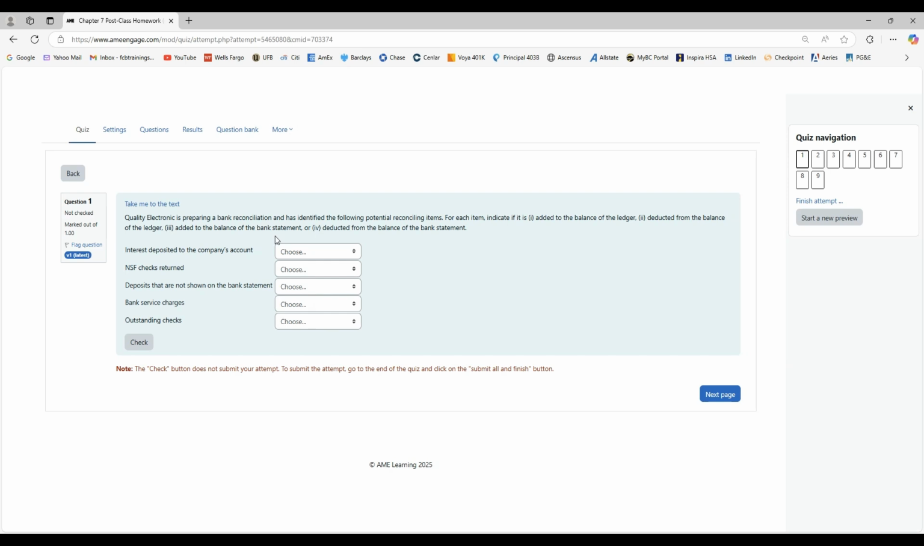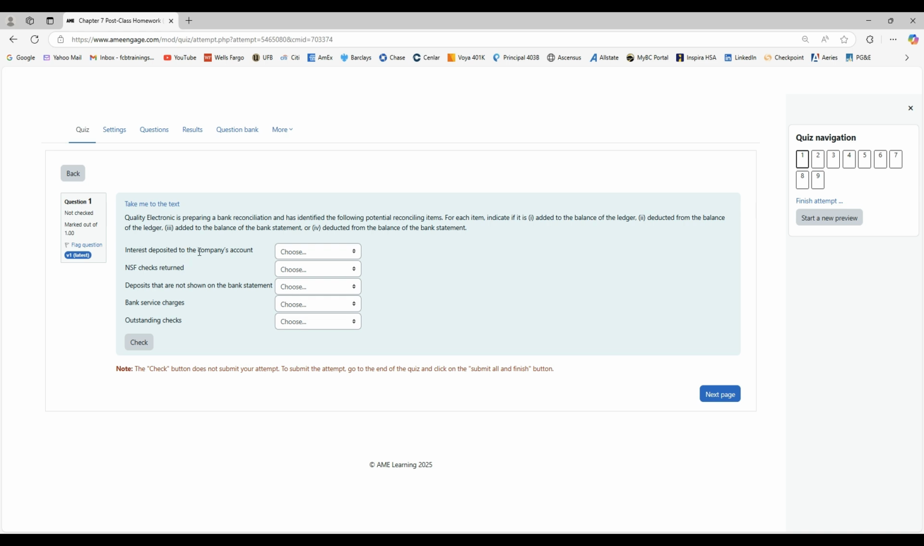Okay, so we have 9 questions to look at here in Chapter 7, and we're going to look at different bank reconciliation problems, etc. Here we've got a listing of different types of reconciling items that you might see, and we need to figure out whether each is going to be an addition or a deduction. We're going to add it or deduct it from the bank or the book side. So kind of two steps: first, is it bank or book? And then is it add or subtract?